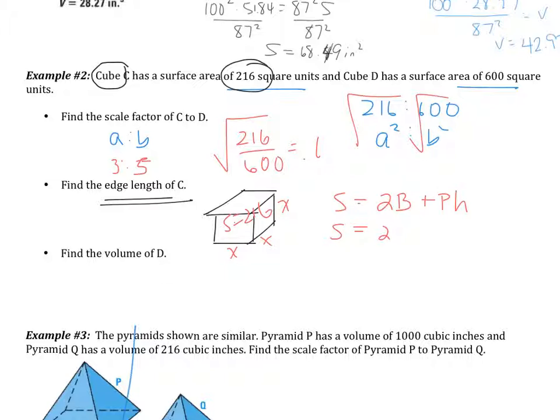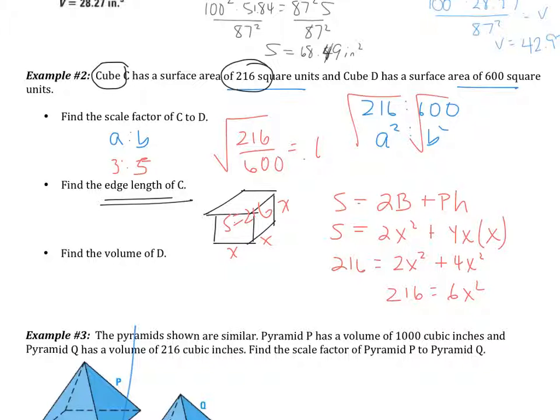X squared. So x times x is x squared. Okay, how do I find the perimeter of the base if all the side lengths are x? 4x. What's the height? X. So it looks like my surface area, which is 216, is equal to 2x squared plus 4x squared, or 216 is equal to 6x squared.